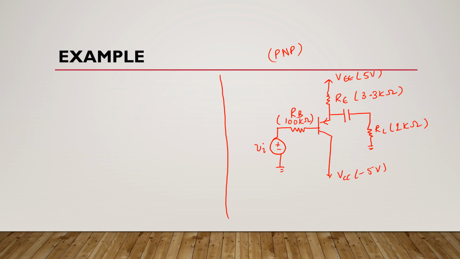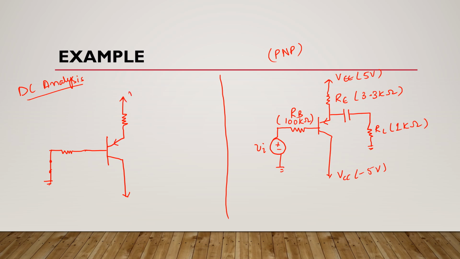Okay, first we will do DC analysis of this circuit, and for DC analysis we know that all AC sources are short circuited and all capacitors are open circuited. It means for DC analysis this circuit will look like this. Okay, where now this AC source is short circuited.